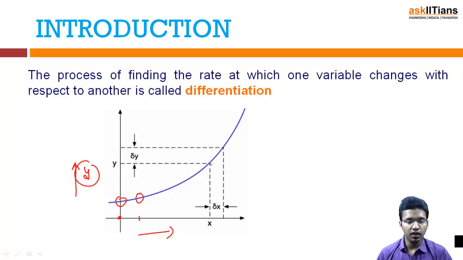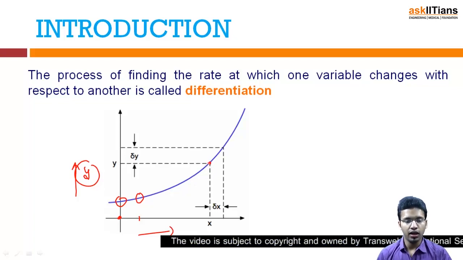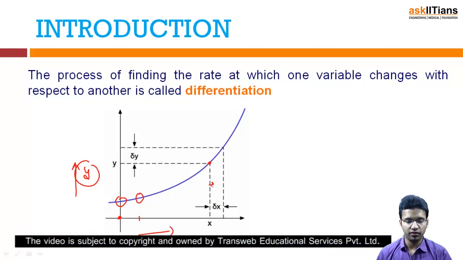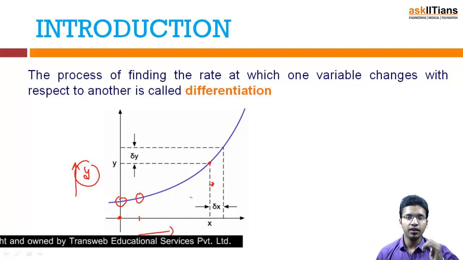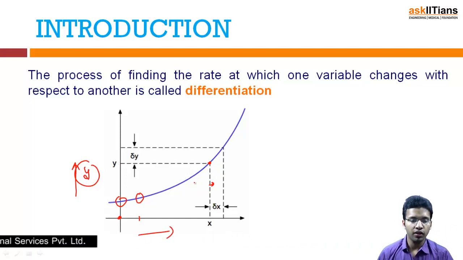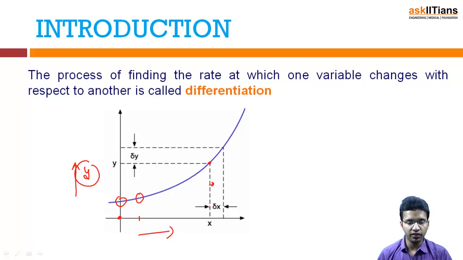Rate of change means that at this point, if I change x, what will be the change in my y? Broadly looking at this, if you're changing x from this value to this value, then your y goes from this value to this value. So this is the change in y and this is the change in x.